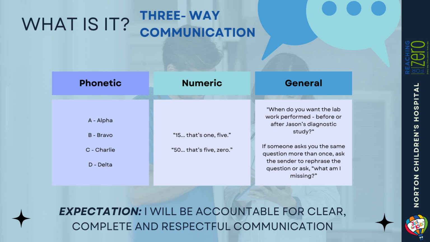We use numeric communication when we clarify numbers. So, for example, 15 and 50 can sound very similar, but they can have very different results when in the context of, for example, micrograms of fentanyl. So, therefore, we differentiate by isolating each digit in speech. So we say 15, that's 1 5, and 50, that's 5 0.